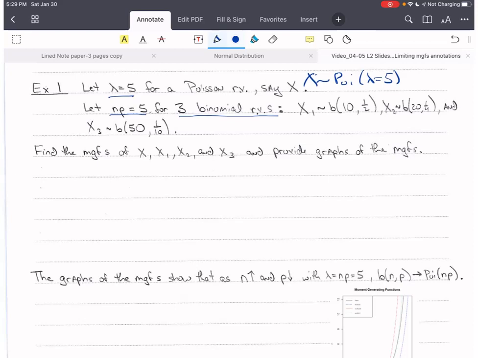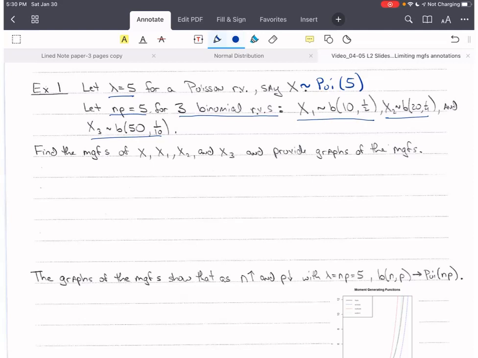So the first random variable is X1. Don't get confused that X is a Poisson and X1 is a binomial, X2 is a binomial, and X3 is a binomial. Remember that we want to show that X sub n approaches X, which is a different distribution. So the distribution of X sub n approaches the distribution of X, and these are different distributions in most cases. All right, so we have X is a Poisson 5. So we have 3 binomial random variables.